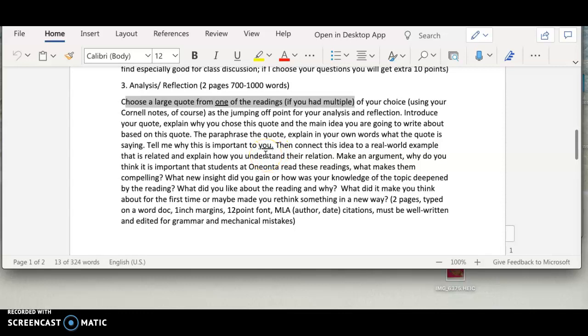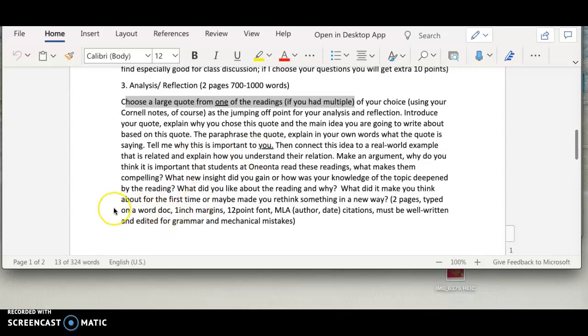So this is the kind of thing that I want to see you do in this analysis and reflection. So I do want you to analyze the text, and I want you to tell me about it. But then I also want you to think about, like, why is this important to students who are or will be in your position at some point in terms of reading these novels or these texts.